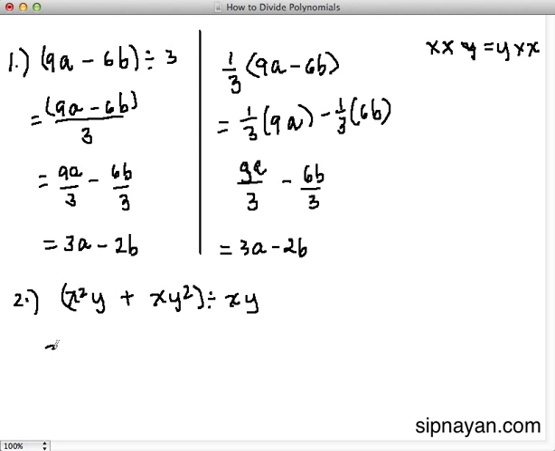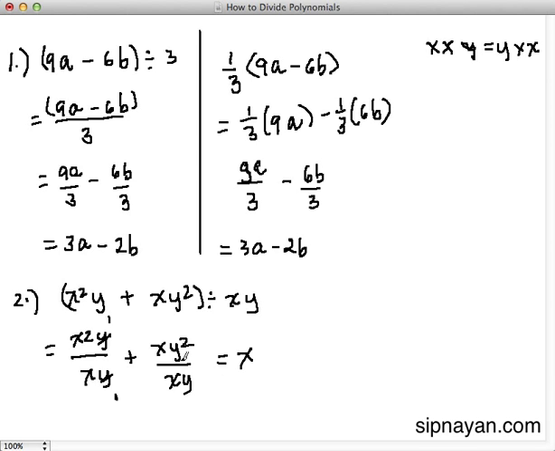So, magiging equal to x squared y over xy plus xy squared over xy. Ang mangyayari dito, y divided by y is magiging 1. And then x squared divided by x. So, may isang x na matitira sa taas, so matitira na lang is x.